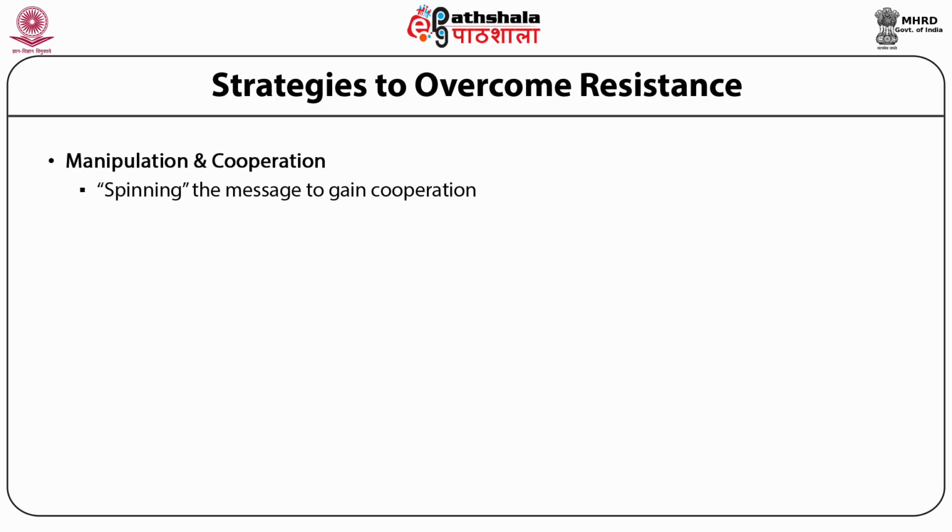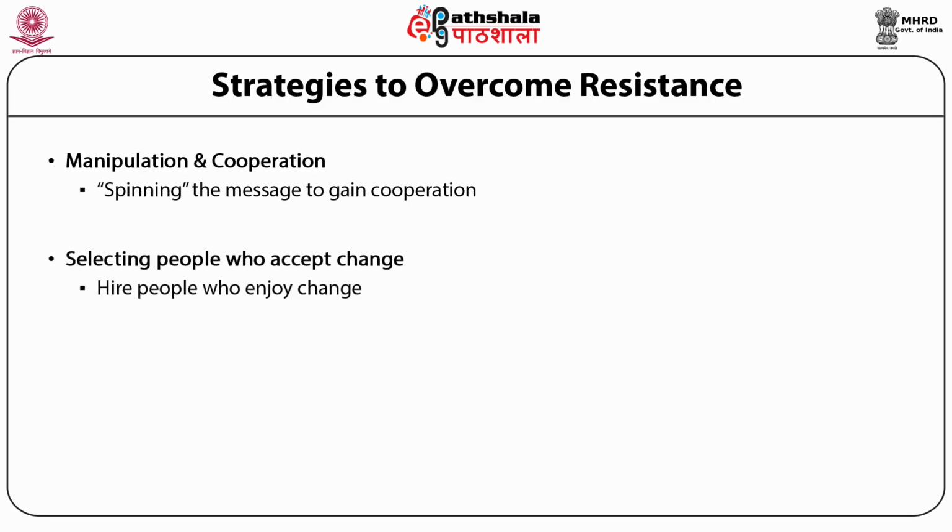Manipulation and cooperation, that is, it's important to gain cooperation from the people even if there is a need to spin the message. Select people who accept change, that is, hire people who enjoy change. And finally, if need be, there should also be coercion, that is, a direct threat or forcing people to actually change.